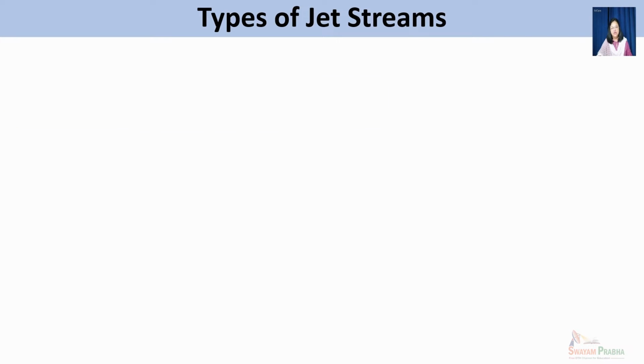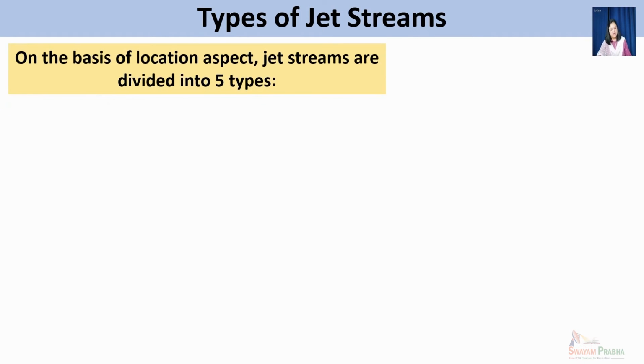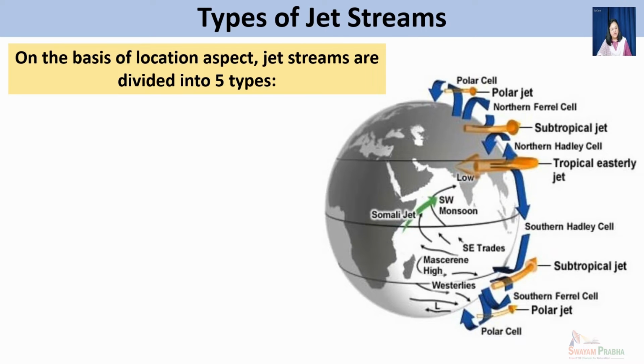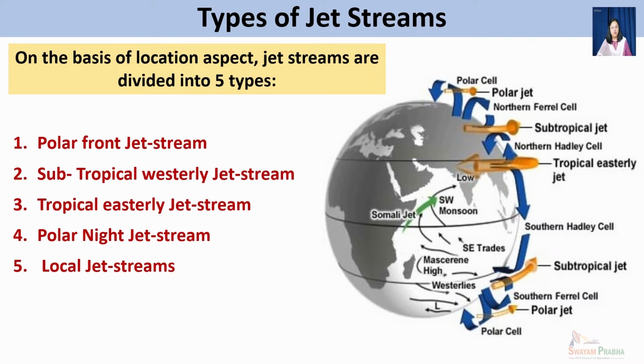Now coming to the types of jet streams. On the basis of location, jet streams are divided into 5 types. As we have already discussed, different types of jet streams are found along different latitudinal extents in the upper tropospheric region. So between the polar cell and the Ferrel cell, you have the polar jet stream.